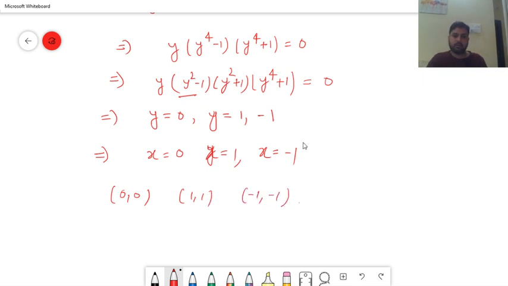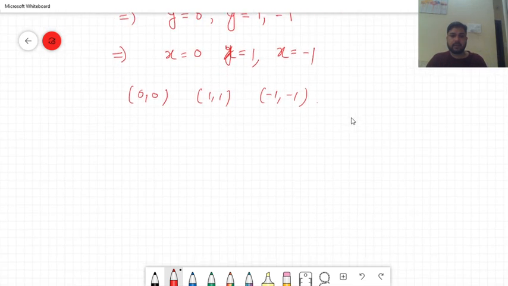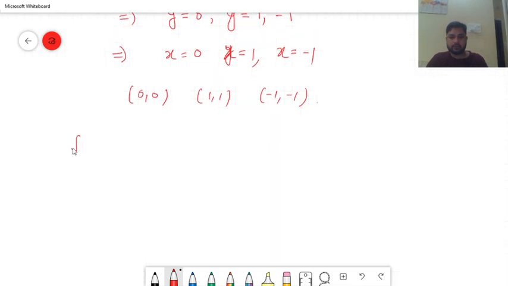Now we will check the behavior of the function at these points. For this, first of all we will find fxx, which in this case will be equal to minus 12x square, and fxy is equal to 4, and fyy is minus 12y square.